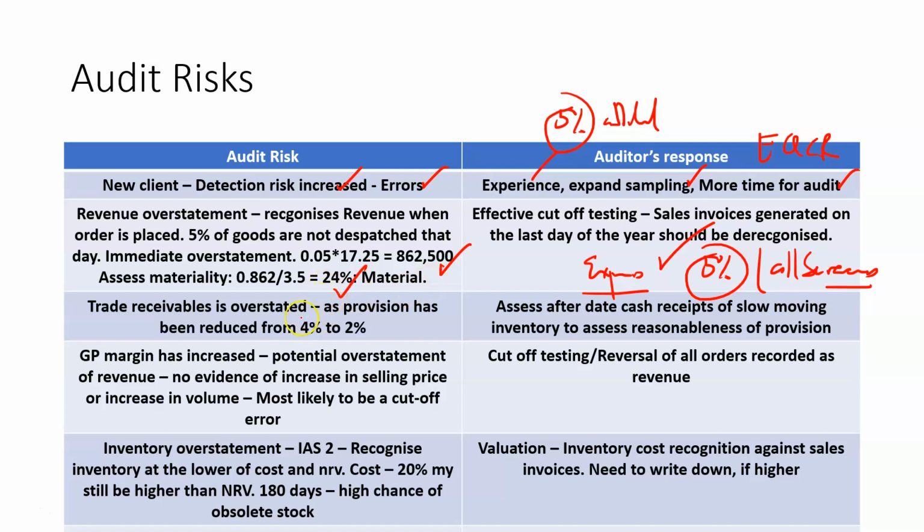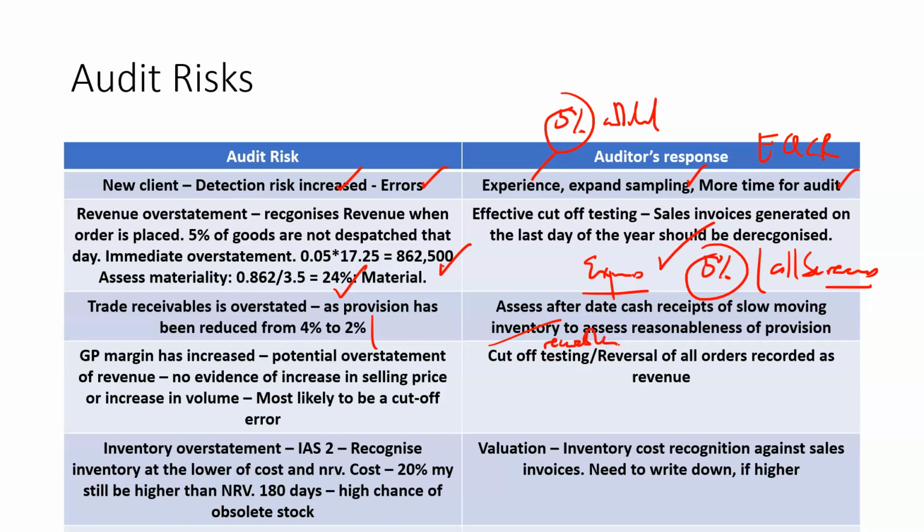There is also a risk that trade receivables are overstated as the provision has been reduced from 4%. One of the better ways to assess this is to assess after-date cash of slow-moving receivables.